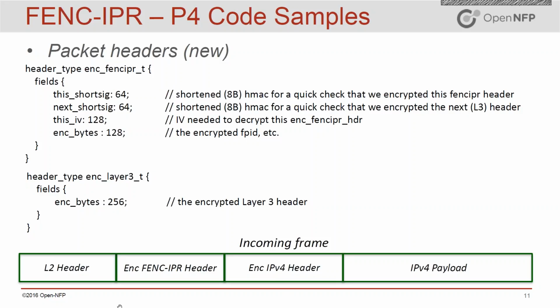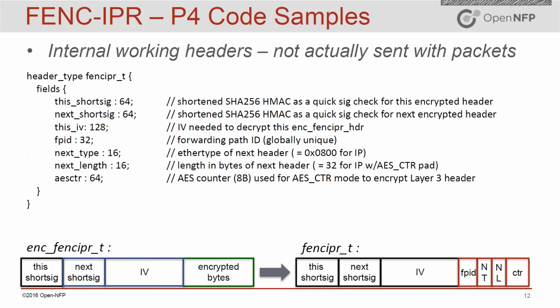The incoming frame has an L2 header. It has an encrypted FENC-IPR header, right? That certain chunk is encrypted, a completely encrypted IPv4 header, and in this case, we also did an encrypted IPv4 payload. And the green here means, well, I guess I shouldn't have made the L2 header green, but the other green here is that these are encrypted. So this is what the incoming frame looks like, or the frame on the wire.